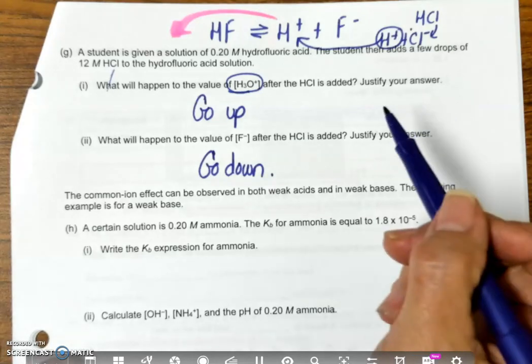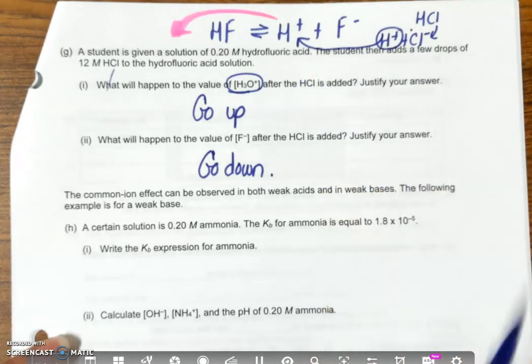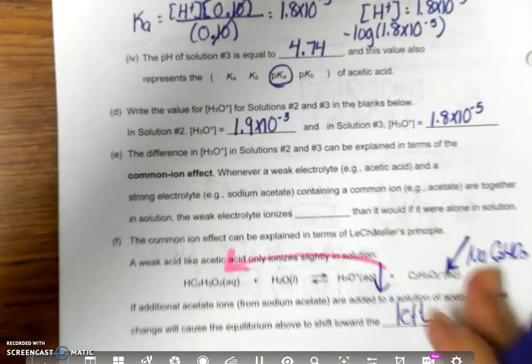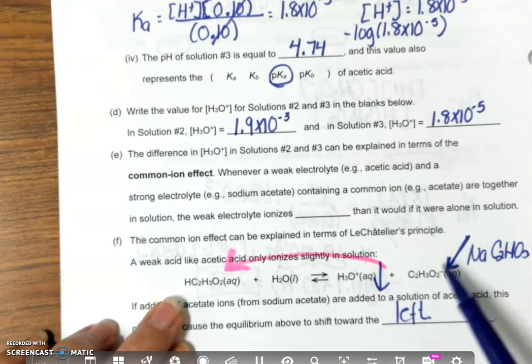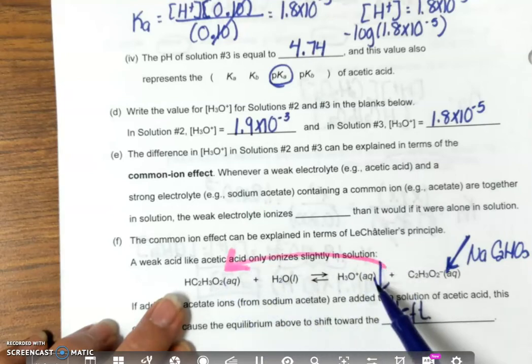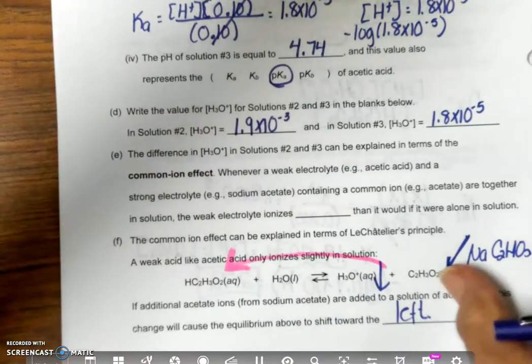Okay, so where we left off in the last videos, we were looking at the common ion effect, right? We found it here. We added sodium acetate to an acetic acid solution. That shifted the equilibrium this way. The concentration of hydrogen ion went down.